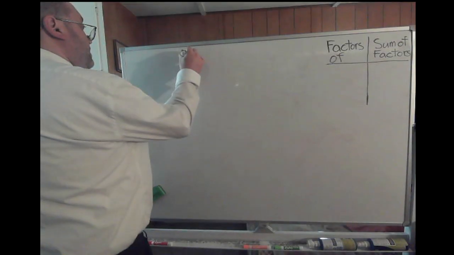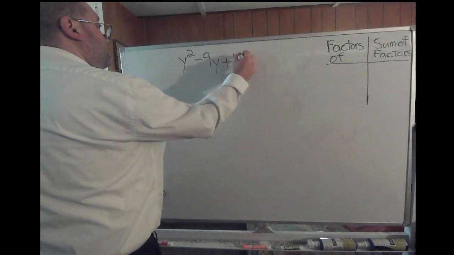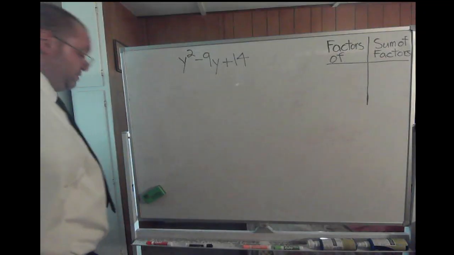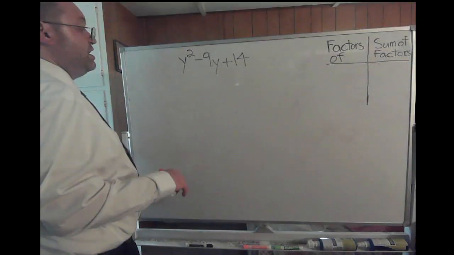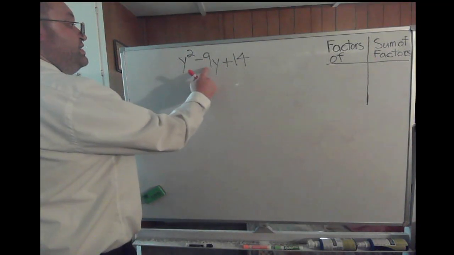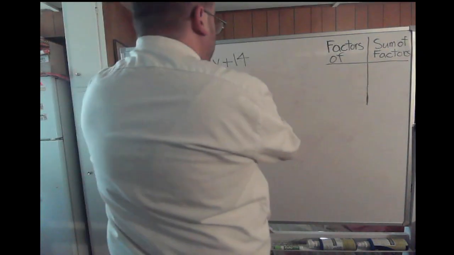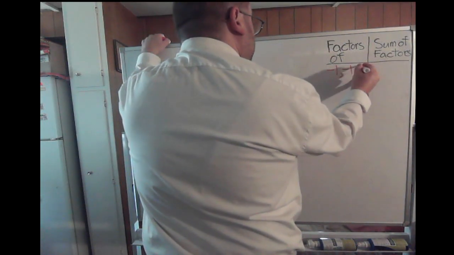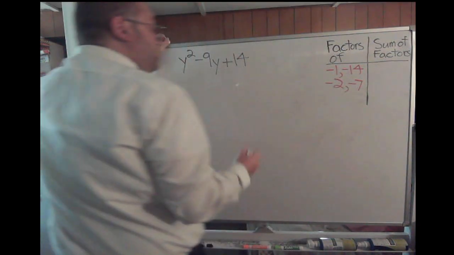Alright, y squared minus 9y plus 14. So we got y squared minus 9y plus 14. Well, the coefficient on the y squared term is 1, so your life's a lot easier. We want to find factors of 14 that when added together will give you negative 9 on the middle term, on your y to the first term. So what are some negative factors of 14? You'll get, of course, negative 1 and negative 14. Then you have negative 2 and negative 7, and that's really all you have.